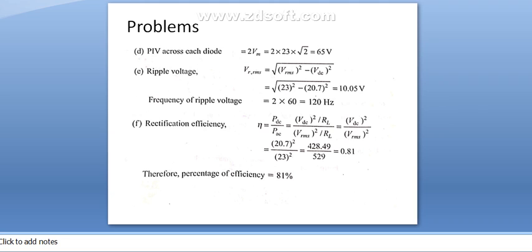Finally, the rectification efficiency. The rectification efficiency is PDC by PAC. So substitute here PDC and PAC. PDC is VDC square by RL and PAC is Vrms square by RL. So then it becomes VDC square by Vrms square. So substitute VDC and Vrms values. So it becomes 0.81. Therefore the percentage efficiency is 81%. In the full wave rectifier, the ideal value of efficiency is 81.2.